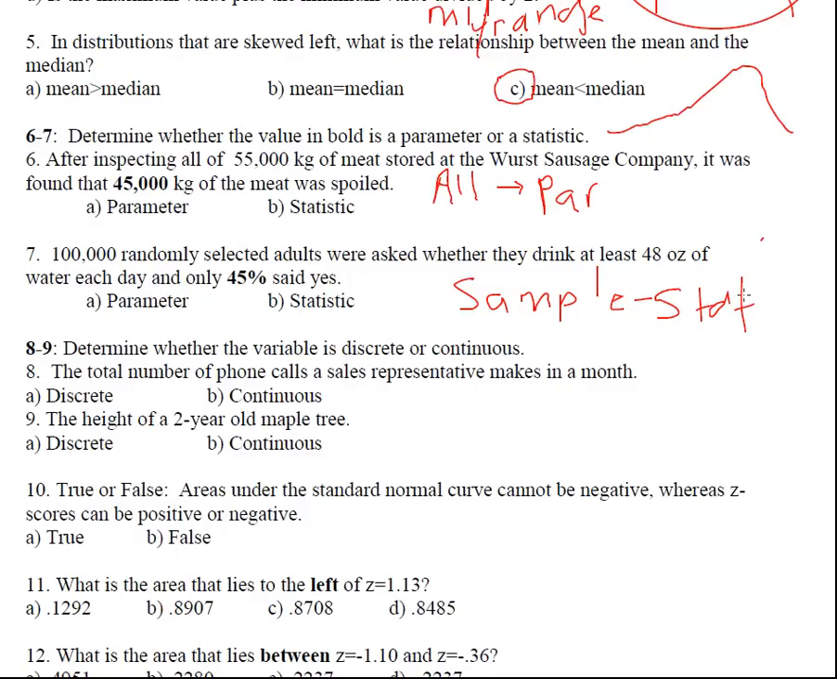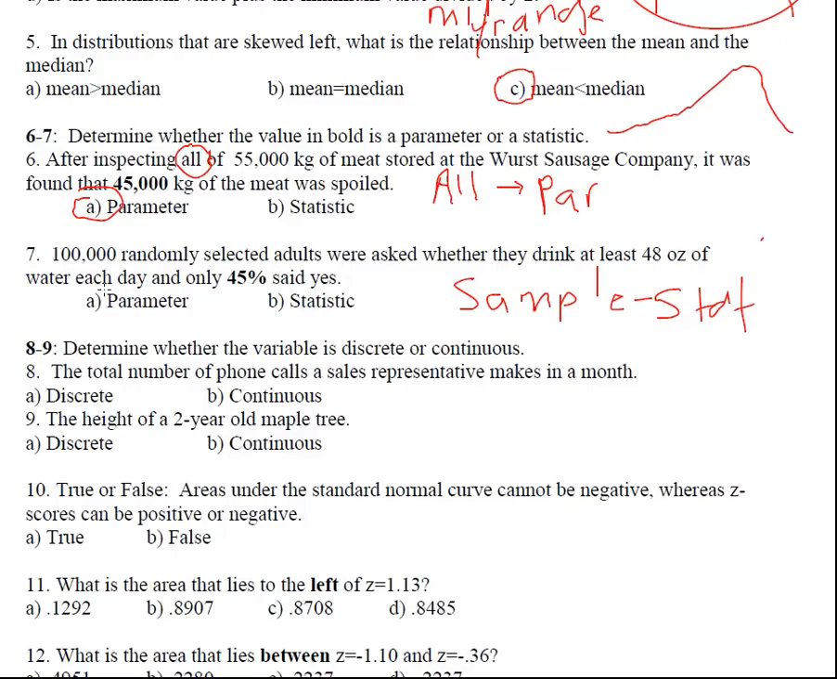All right, so the first one I see, after inspecting all of the 55,000 kilograms, I see the word "all." The inspector is looking at all the meat, so I'm thinking it's a parameter. Then we found that 45,000 kilograms of meat was spoiled. Since he went through all the meat, that would be a parameter.